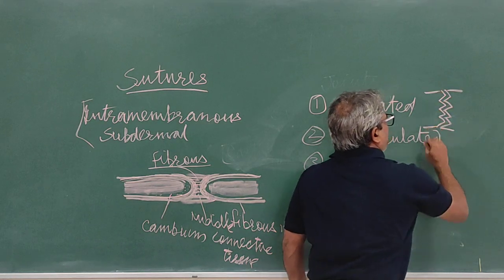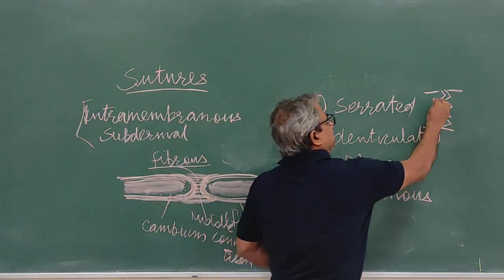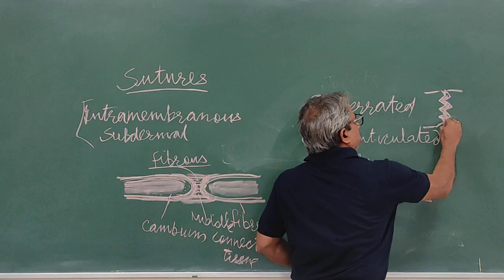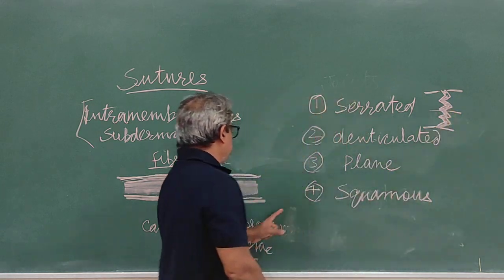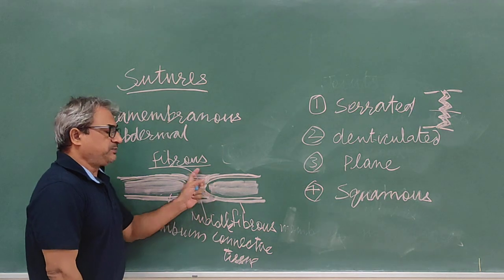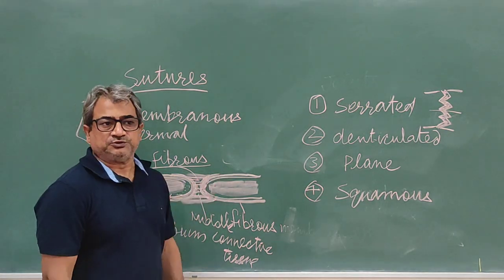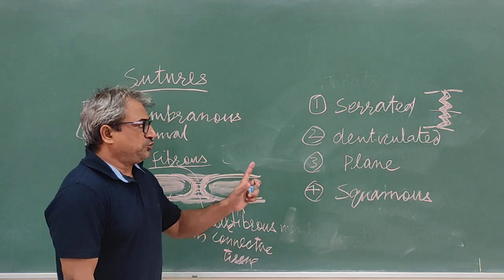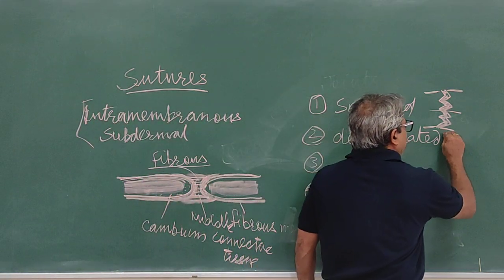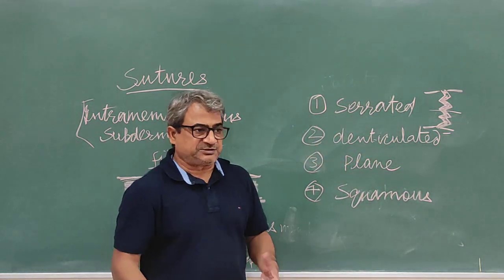One bone, another bone, and there are serrations, fine serrations, and in between them what is there? This is a fibrous tissue. If we cut the section, it will be like this: one bone, another bone, fibrous layer, periosteum, the connective tissue, which is actually the fibrous tissue in between, right? So this is a serrated kind of suture. And what is denticulate? Denticulate is the one which provides even more strength to the joint.